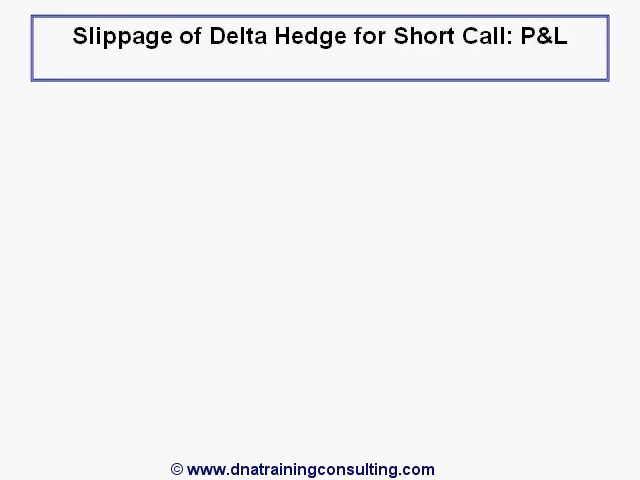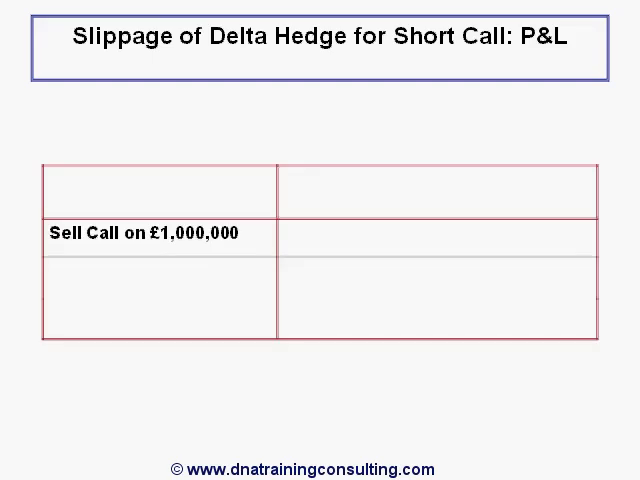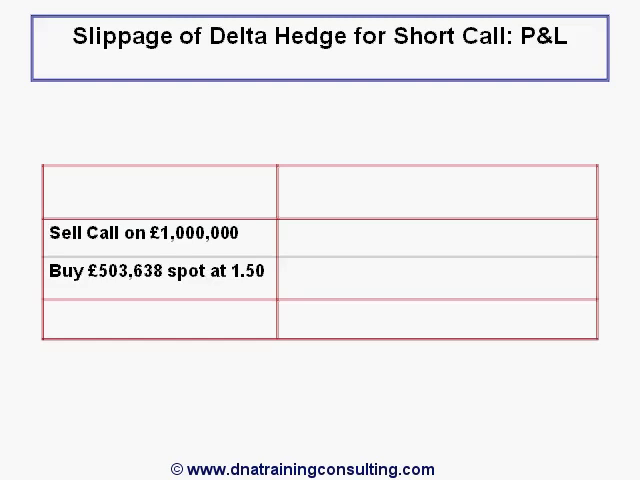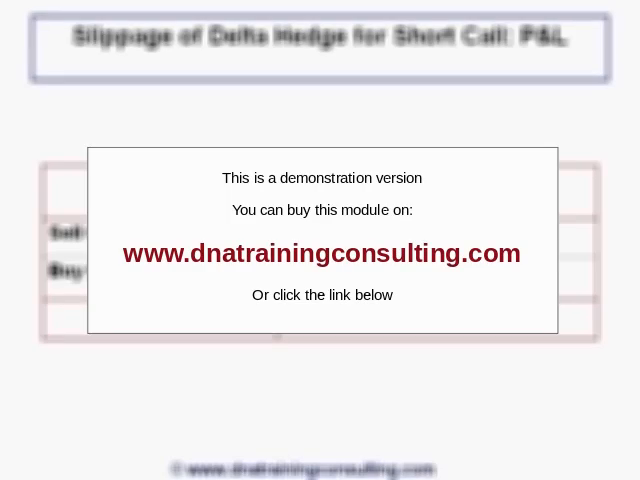This brings us to the need to rebalance a delta hedge. Let's return to the trader who had sold the sterling call and assume that shortly after implementing this delta hedge of purchasing the appropriate amount of sterling at 150, spot rises to 151 as in one of our previous illustrations.